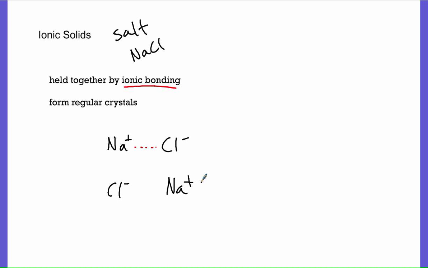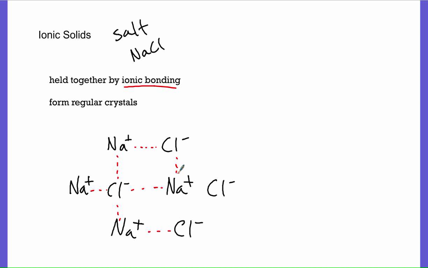So if I have any given sodium ion, it should be surrounded by chloride ions and vice versa. So you end up making this structure that's regular because you always have to have attractions, positives to negatives, and negatives to positives, right, all throughout the solid. Now, I drew a 2D version of this.